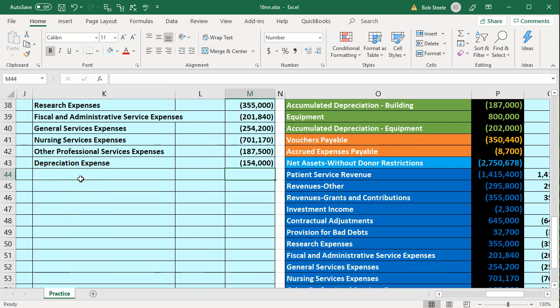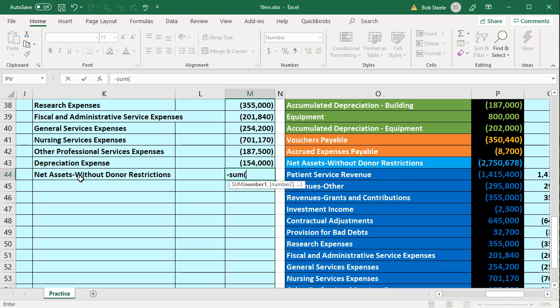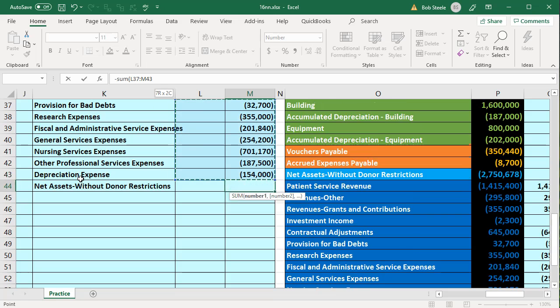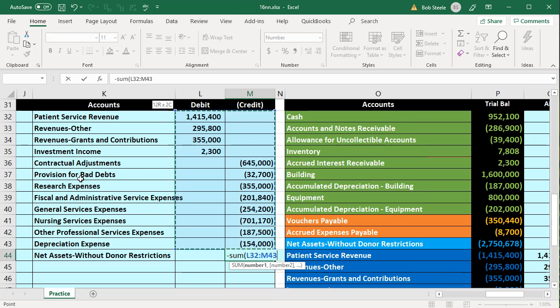That's going to be our last transaction or last part of our journal entry, which is going to be going to the net assets without donor restrictions. We're going to do that with a credit. So we're going to be on the credit side. We're going to use our plug formula. So we are in cell M44, negative SUM. And then we're going to select all these cells and enter.